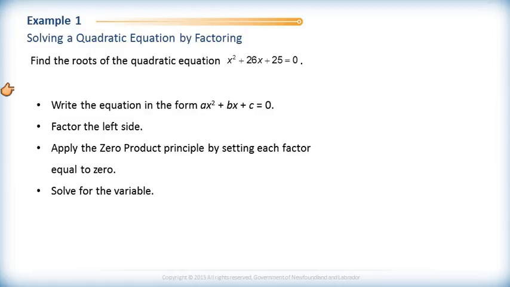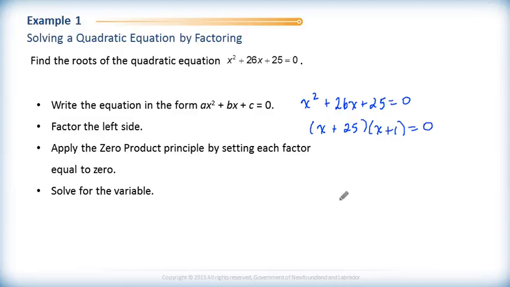Let's go to example 1 here, solving a quadratic equation by factoring. We are asked to find the roots of the quadratic equation x² + 26x + 25. First thing we have to do is write the equation in the form ax² + bx + c = 0, which it already is in this case. The next step is to factor the left side. So we have as our factors (x + 25)(x + 1). If you're not sure how I factored that, you should review recording 1A.